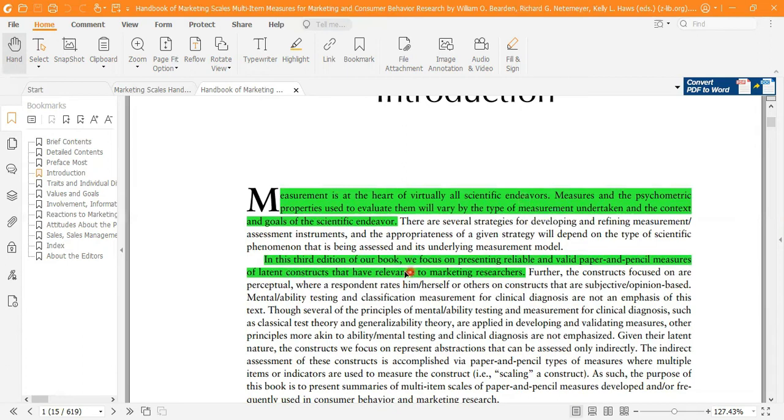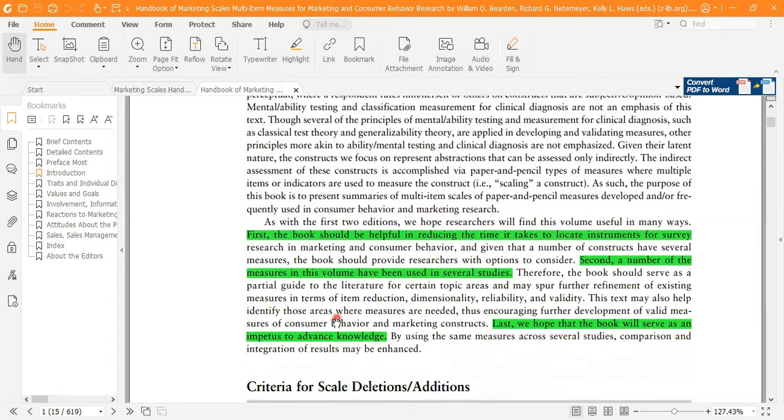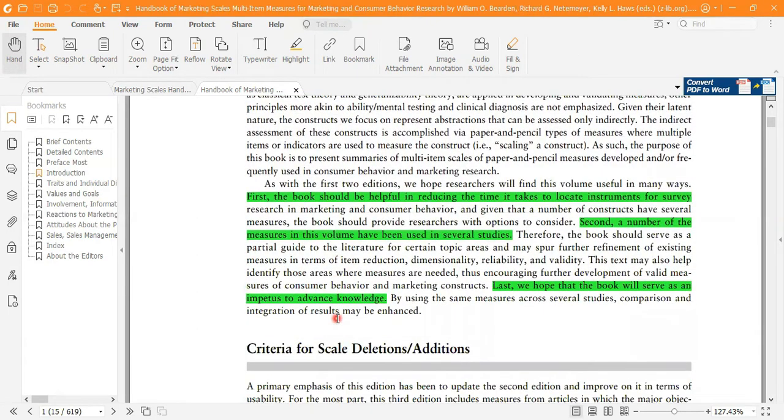In the third edition of our book, we focus on raising reliable and valid paper-pencil measures of latent variables. You are going to copy and paste any two or three pages, and then you can serve all those questions for data collection purposes. And then, how is this book going to help you?